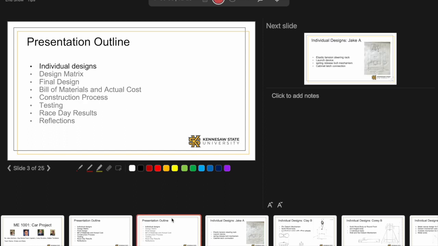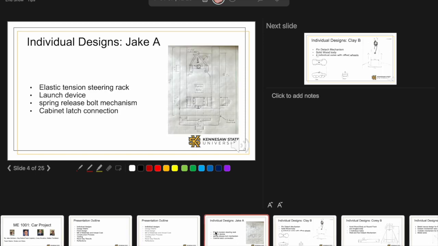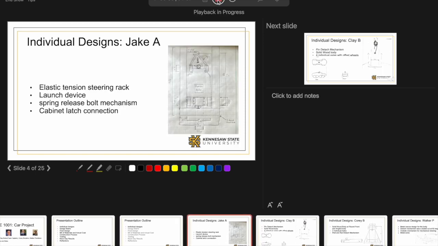So now let's look at our individual designs. Jake's design was an elastic tension steering rack launch device because of the cabinet latch that I'll talk about in a second. Spring release bolt mechanism, and like I said, cabinet latch connection. It's doing with the launch box. The launch device is the launch box with the cabinet latch, and it would hopefully have enough force so it would go through the launcher. That was the theory behind that.